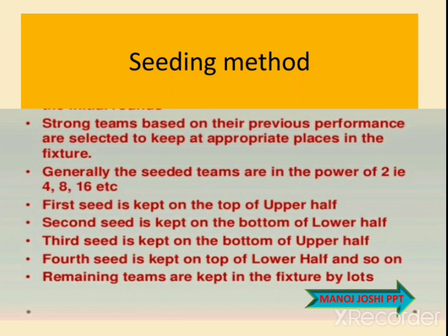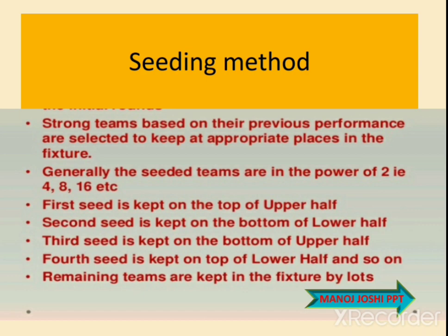Strong teams, based on their previous performance, are selected to keep in the appropriate place in the fixture. So the definition of seeding is putting the good teams on the beneficiary places in the fixture. Generally the seeded teams are in powers of 2: 2, 4, 8 or 16. The first seed is kept on the top of the upper half. The second seed is kept on the bottom of the lower half. The third seed is kept on the bottom of the upper half. The fourth seed is kept on the top of the lower half, and so on. Remaining teams are kept in the fixture by lot.